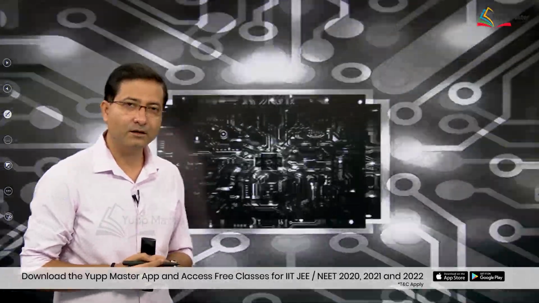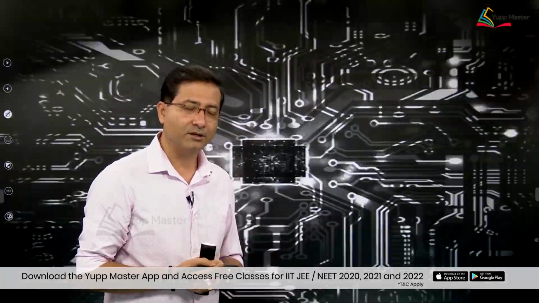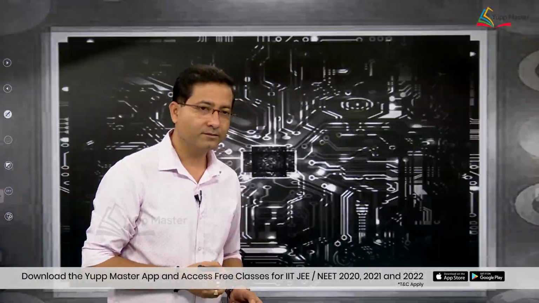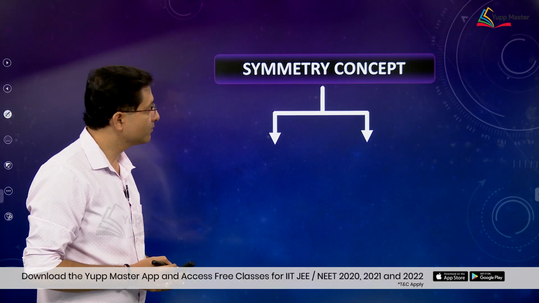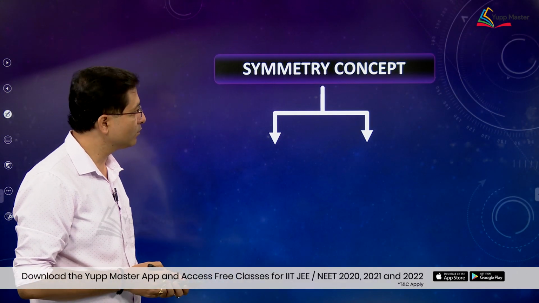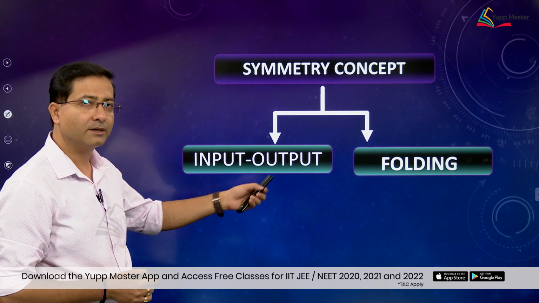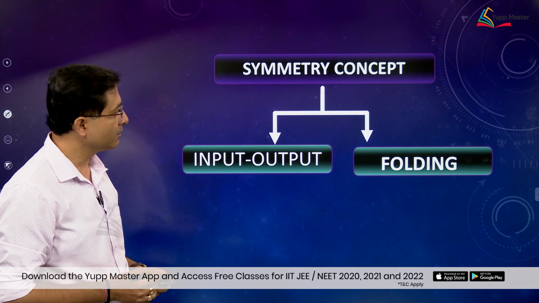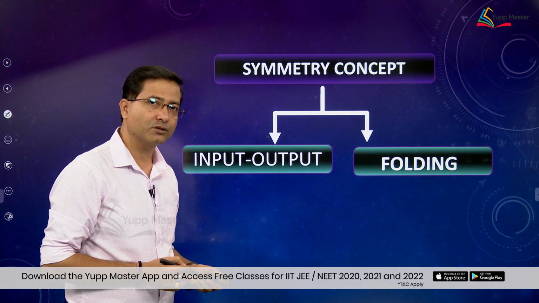I am physics lecturer Vimal and today we will discuss how to solve circuits by using circuit symmetry. So let's start. Basically we have two types of symmetry. One is called input output symmetry and another is called folding symmetry. Let's first understand input output symmetry.